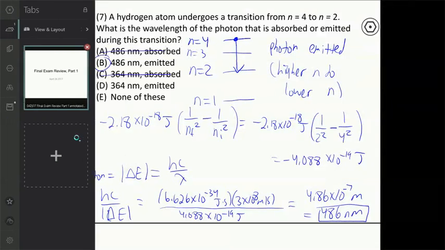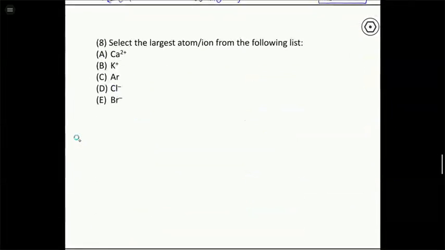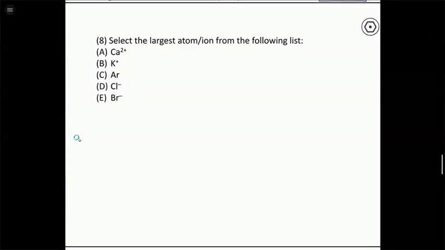All right, number 8. Here we're comparing sizes of atoms or ions. Select the largest from the following list. So when we're considering the sizes of atoms, remember that we have a periodic trend that's pretty regular. The size increases as we go right to left on the periodic table, and it increases as we go top to bottom. That works for neutral atoms, but here we're dealing with ions as well.